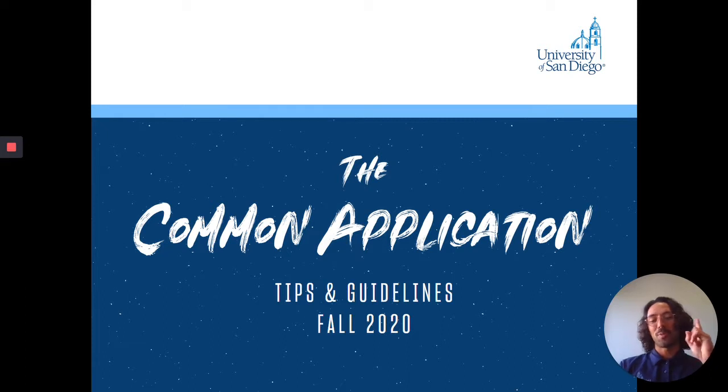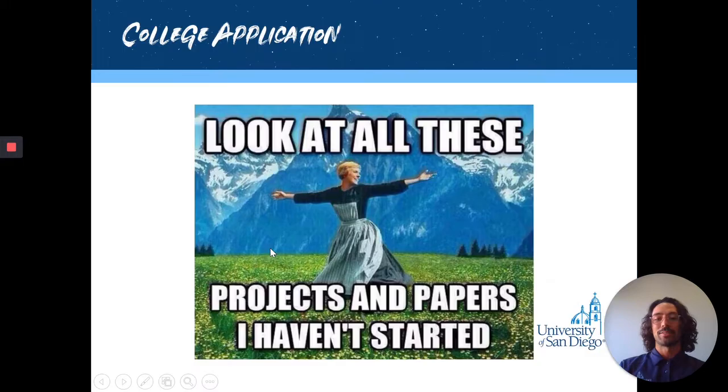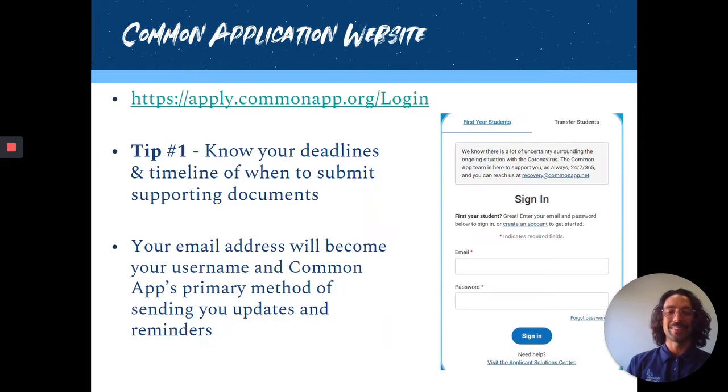But first, it's important to recognize where we're at all together. Let me click this. There we go. Look at all these projects and papers I haven't started. Tell me about it. Is anyone out there a procrastinator like I am? My goodness, I have a list of all these things that I need to do, and it often takes me a long time to get my motivation up to do it. But what I'm telling you is go for it, push through, and hopefully today will be a good jump start to making sure you're on your way to applying to college.